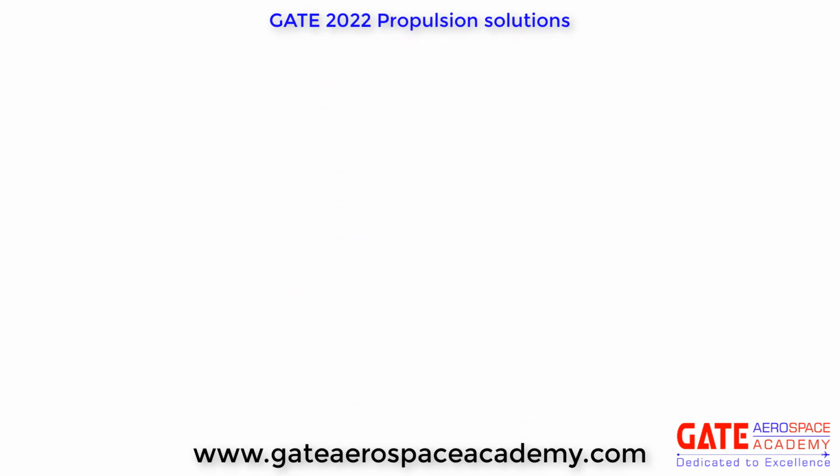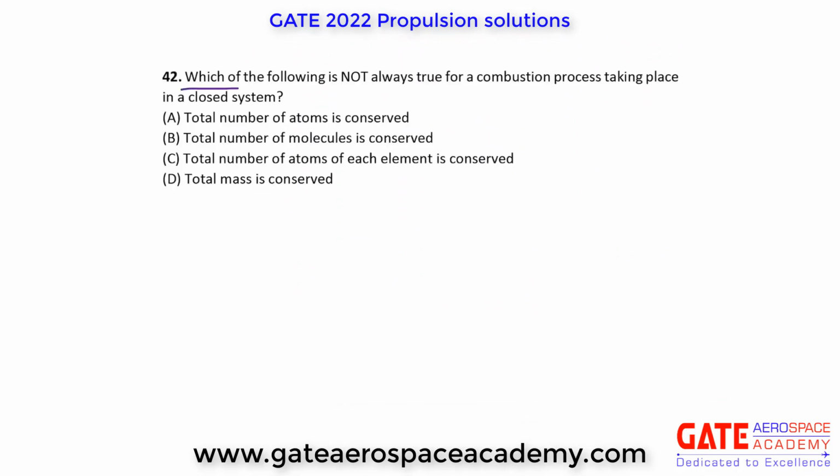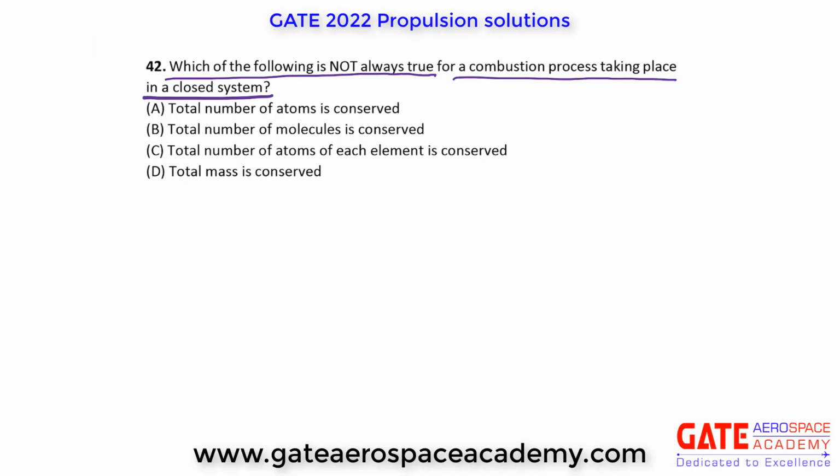Question number 42. Which of the following is not always true for a combustion process taking place in a closed system? Which is not always true, right? So first option, total number of atoms is conserved. So this is true, right? Total number will be conserved. Second option, option B, total number of molecules is conserved. This is not true, right?